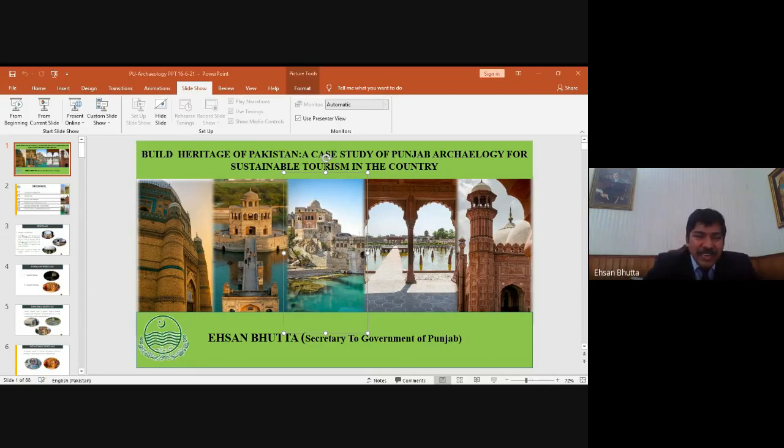This is Attock Fort in Attock, and we have started the safari train connecting from Golra railway station, Pindi, to Attock Fort, and people do enjoy it.